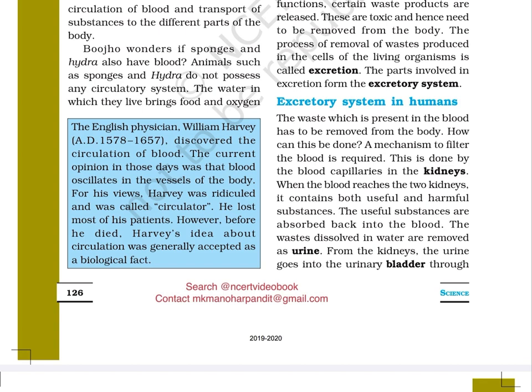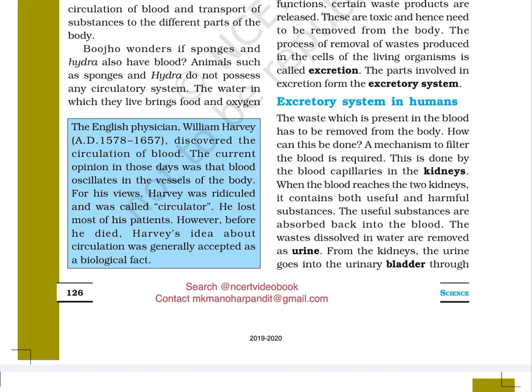Excretory system in humans. The waste which is present in the blood has to be removed from the body. How can this be done? A mechanism to filter the blood is required. This is done by the blood capillaries in the kidneys. When the blood reaches the two kidneys, it contains both useful and harmful substances. The useful substances are absorbed back into the blood. The wastes dissolved in water are removed as urine.